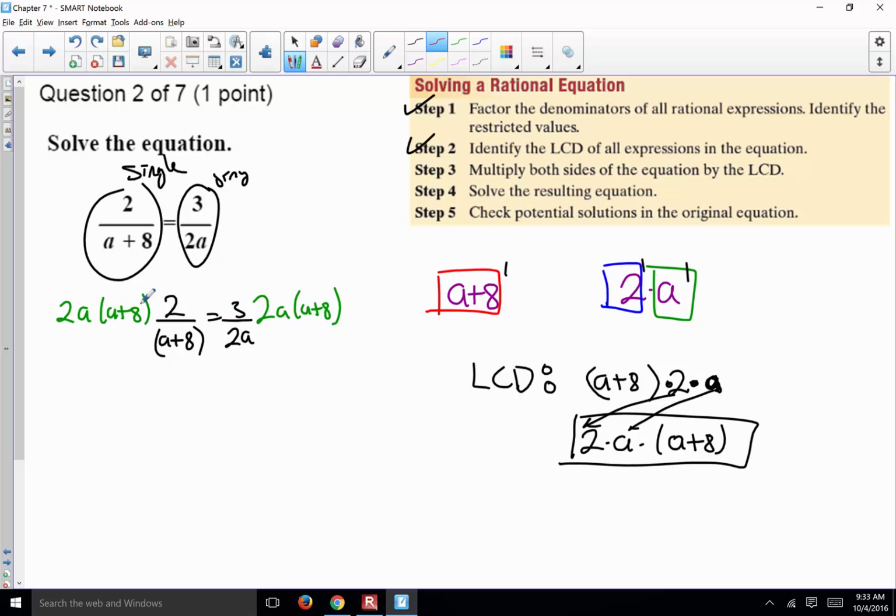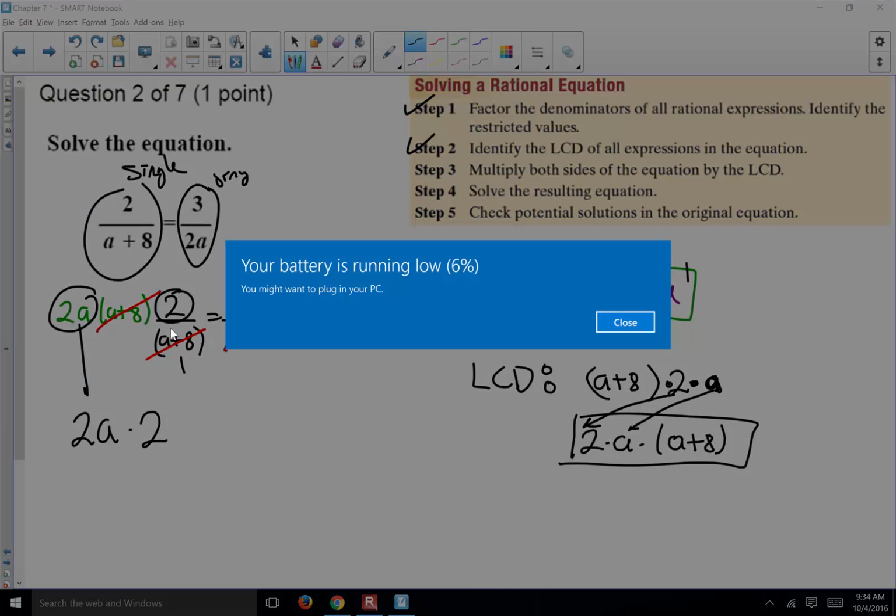What is canceling on this side? This bullet must kill the denominator, remember? So the denominator is gone. What is canceling here? 2 and 8 together. So we have 2a times 2 left here. Gone. This is 1. You don't have to show this denominator anymore. You have only 2a and 2 left.